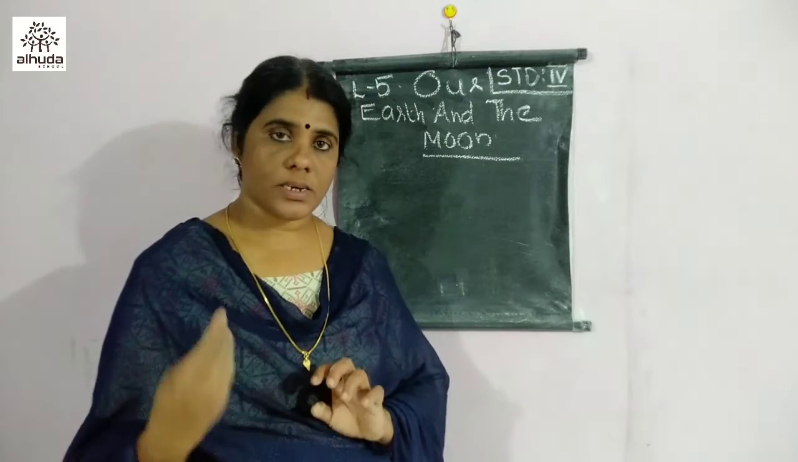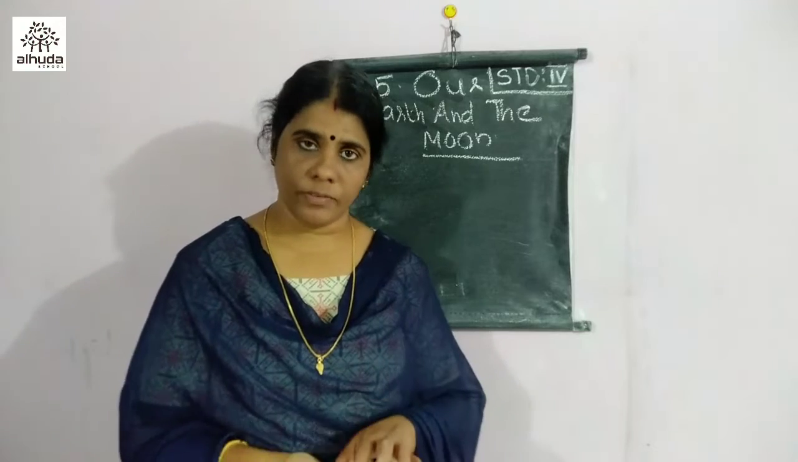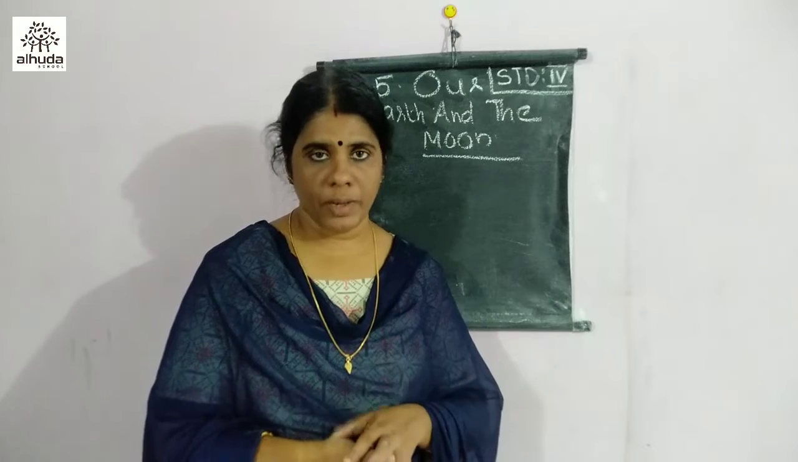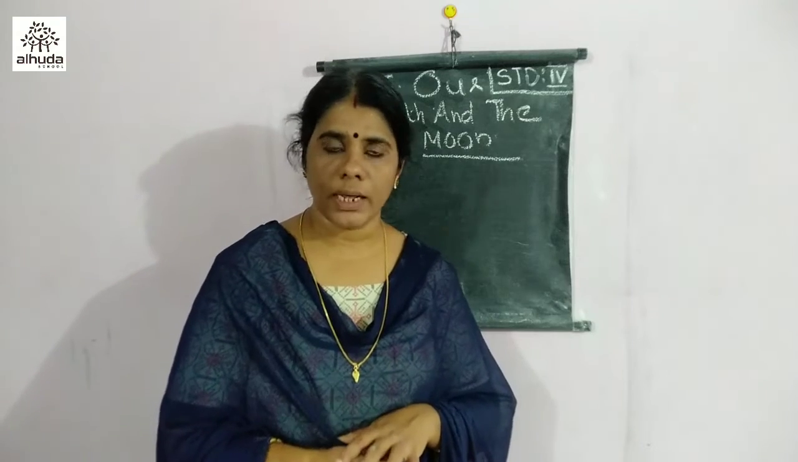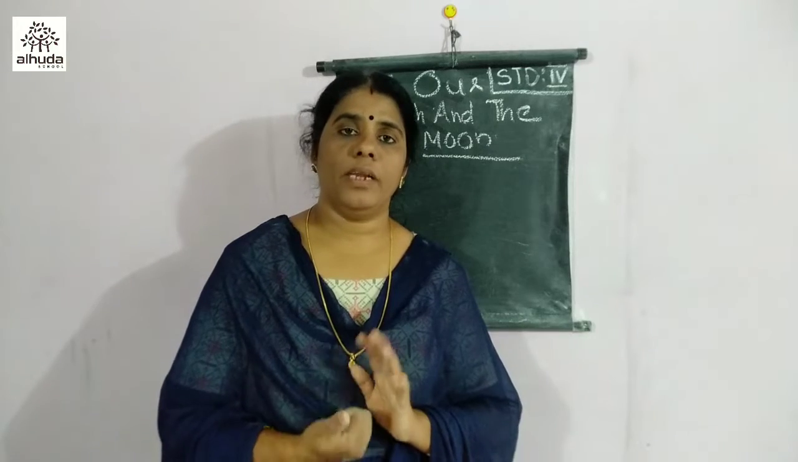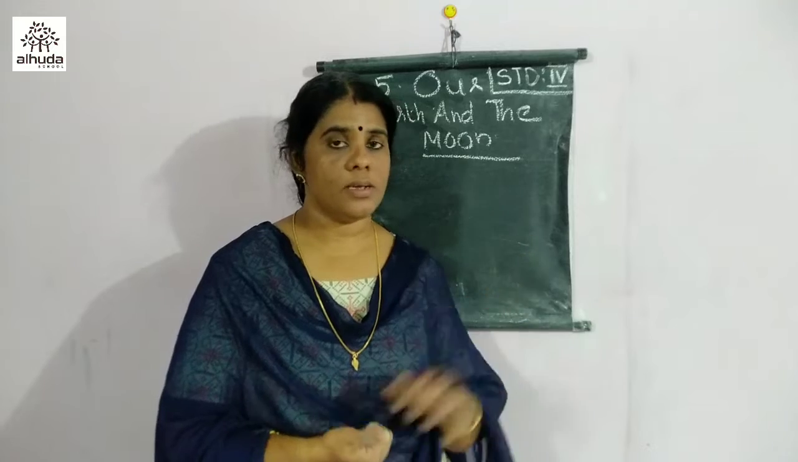Other stars are also there. They are bigger than the sun, but they are very far away from us, so they appear to be very small, but the sun appears to be very big because it is very close to our Earth. So we live on which planet? We live on Earth, and it is at the third position in our solar system.